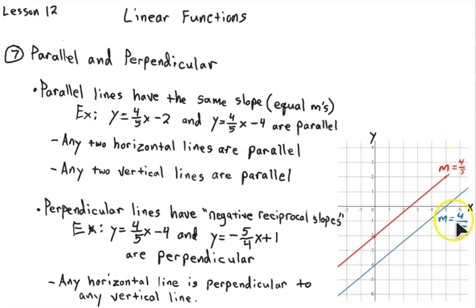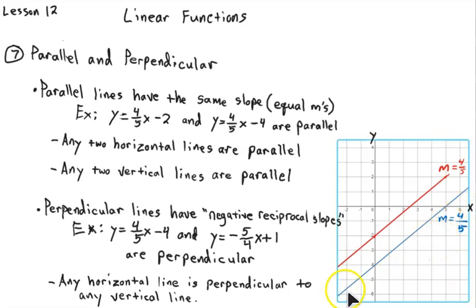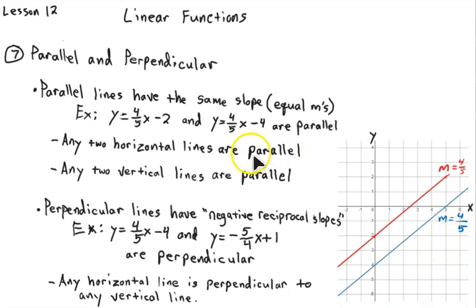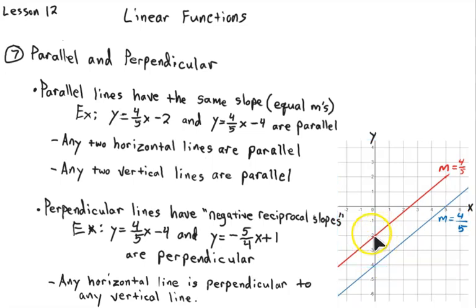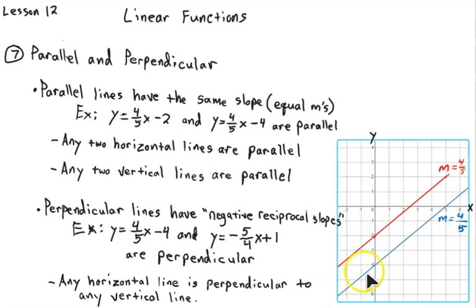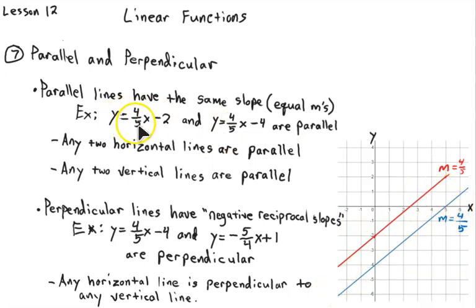So for example, down here, we've already seen in the previous video that this line right here has a slope of 4/5. And the equation of this line is y = 4/5 x - 4. If we give it a y-intercept of -2, but it still has a slope of 4/5, so it's y = 4/5 x - 2, well, this red line is parallel to this blue line. We know that because they both have the same slope. And so these two lines are parallel.